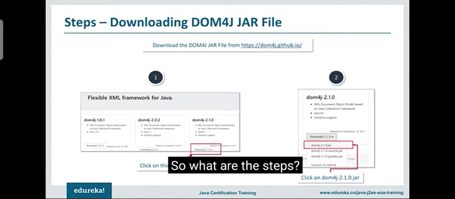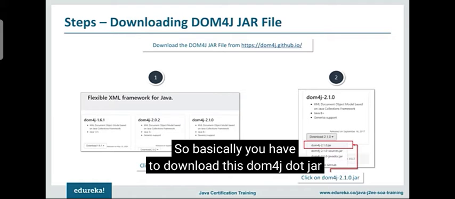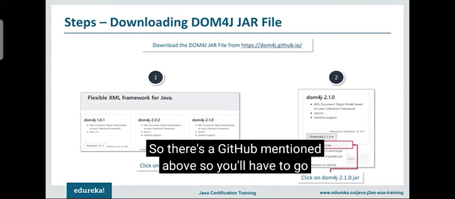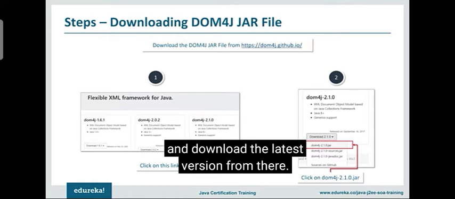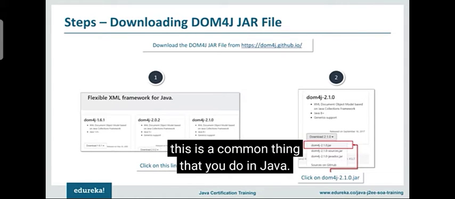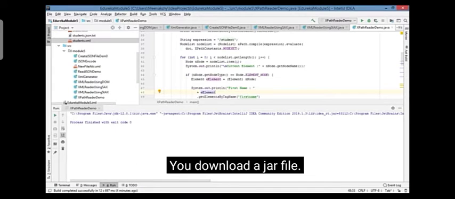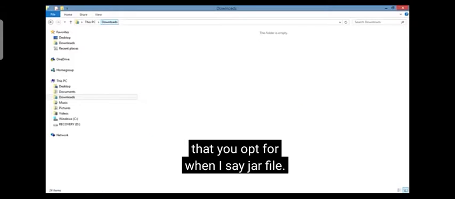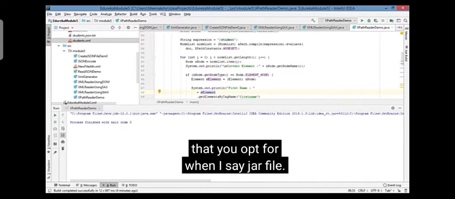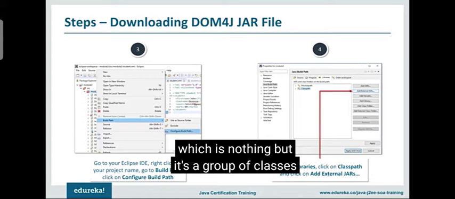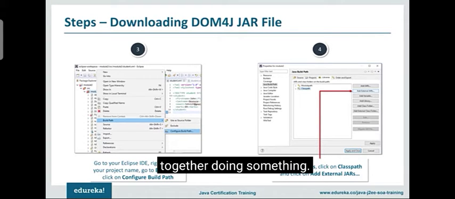So what are the steps? Basically you have to download this dom4j.jar from the website or from GitHub. There's a GitHub link mentioned above, so you'll have to go and download the latest version from there. Once you have that library, this is a common thing that you do in Java. You download a jar file, and you can download any particular jar file that you opt for. When I say jar file, it's nothing but a third party Java archive, which is a group of classes together doing something.